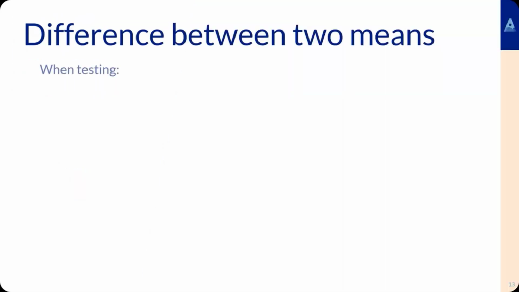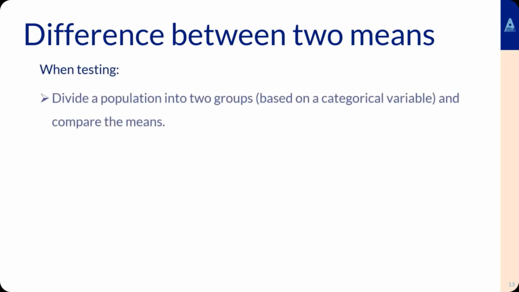The standard test is the difference between two means. So when we're testing, we divide a population into two groups based on a categorical variable and compare the means. In our previous example, we had a population of students. We divided it into two groups, males and females. The variable was sex, and we compared the means of the two subgroups. The null hypothesis is that the means are equal.